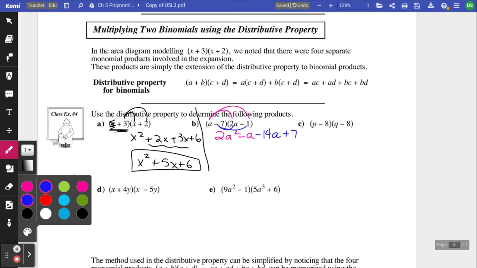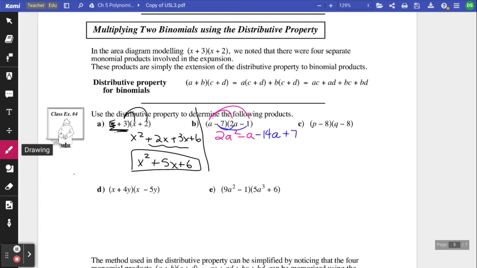Last step. Combine your like terms. So your last step, you're going to combine: your 2a squared doesn't have anything to go with, but your -a and -14a make -15a plus 7, final answer. And that's what we do over and over and over. Take the first term times everything. Then take the second term times everything.